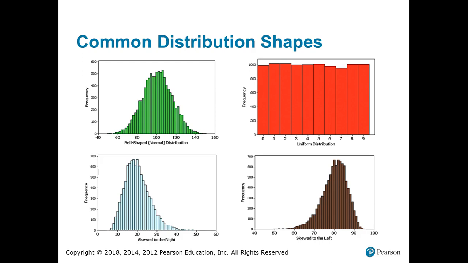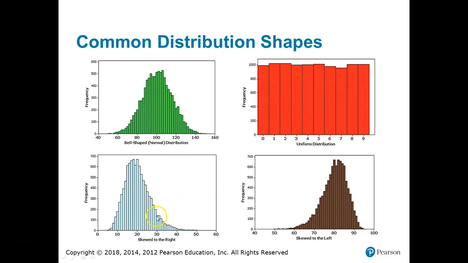Here are some common distribution shapes. Right here is a uniform distribution. Notice that each of the possible outcomes appears relatively the same amount of time. An example of that might be rolling a die. So if you roll a die, you'll have 6 possible outcomes, 1, 2, 3, 4, 5, 6. And if you roll the die 1,000 times, you would expect each of the numbers to appear roughly an even amount of times. Here is that infamous bell-shaped normal distribution where it goes up, peaks in the middle, and then goes back down. Here we have skewed values.